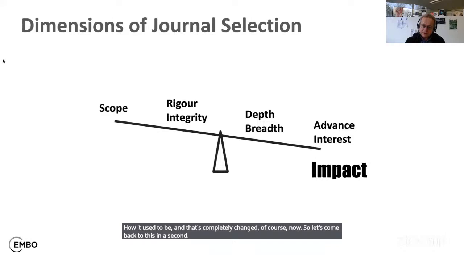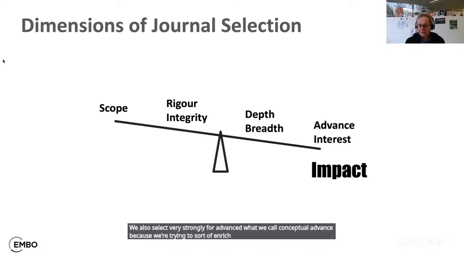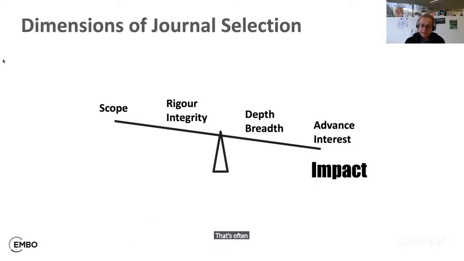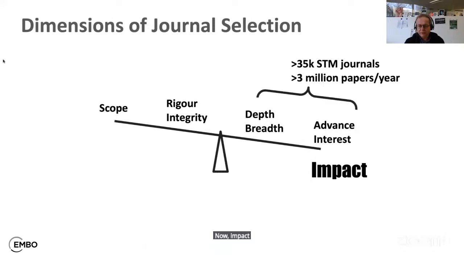We also select very strongly for what we call conceptual advance, because we're trying to enrich the cream of science, because the human brain can't absorb all the information that's out there. So we're trying to focus the browsing on the most exciting science in our journals. That's often called conceptual advance. It could be called the interest, the breadth and significance to a broad community, and that's often captured by impact. Now, impact is an interesting topic we come back to in a second.